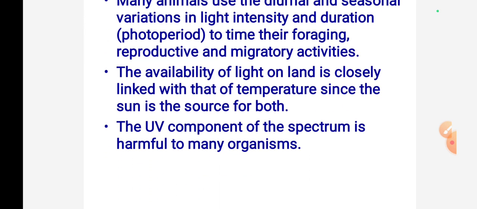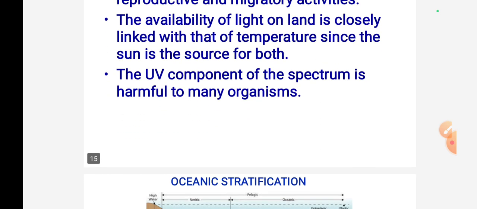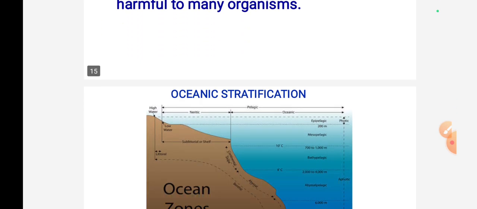The availability of light on land is closely linked with that of temperature since the sun is the source of both. The UV component of the spectrum is harmful to many organisms.